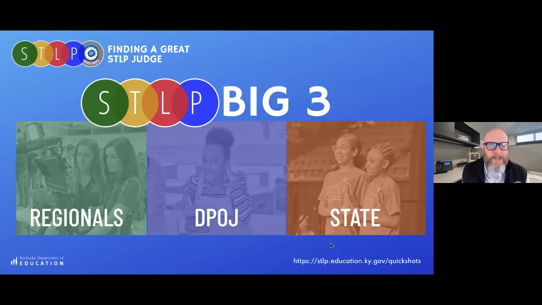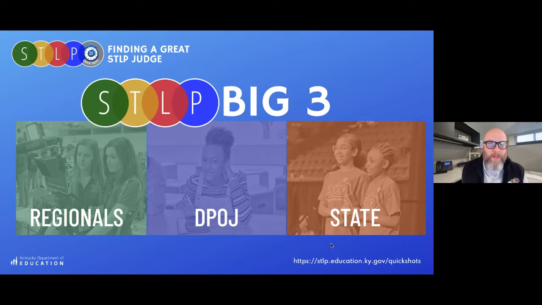So you know that we have our STLP Big Three. As I said, if you want to use every resource we have without ever joining a competition, great, no problem. But if you want to get involved in some of the competition areas that we offer, then you know that we have our regionals, which has our STLP project cycle, the big projects that go from level 1 to level 2, 3, and hopefully level 4 at the international level. Then there's DPOJ, which is digital product online judging. That J is judging, so judges are already built into that.